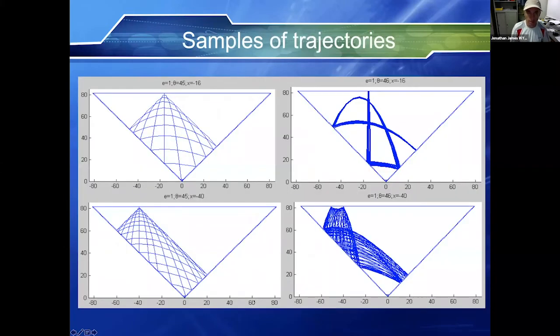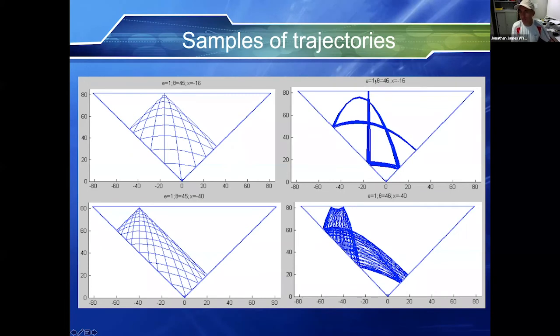So why is this? Let's look at some examples of typical trajectories. On the left, we've got 45, and what happens here is the particle comes in, bounces around a few times and eventually goes out. And here, also 45 degrees, it bounces around, eventually goes out.